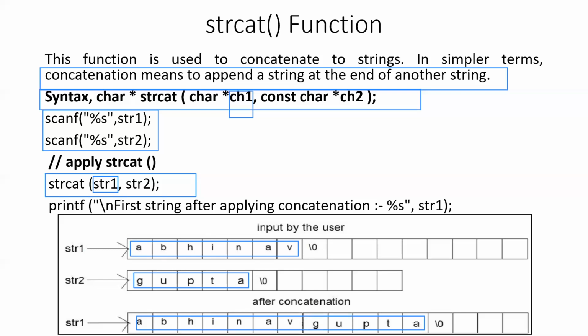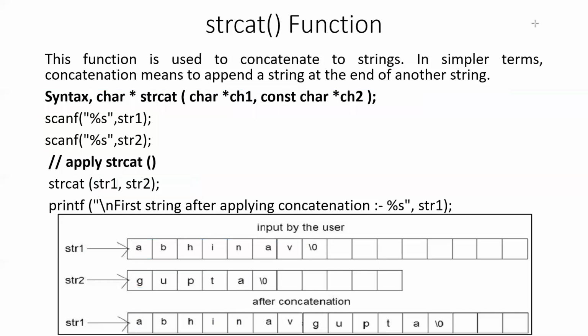It does not include a blank space because the blank space was neither part of string 1 nor part of string 2. I hope you are able to understand the concept of string concatenation. The program is given here. It is a snapshot of the program. You can write the complete program in the lab.